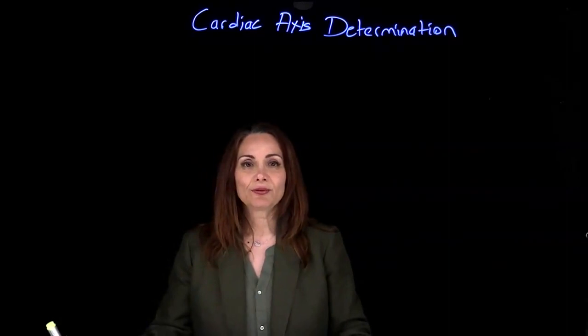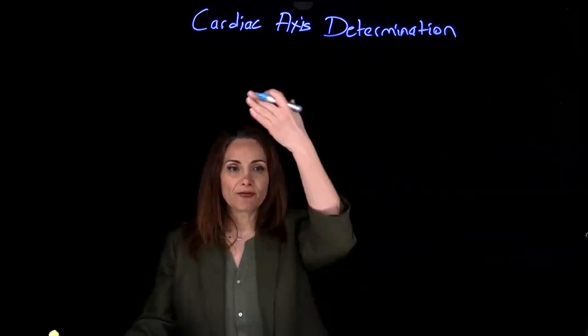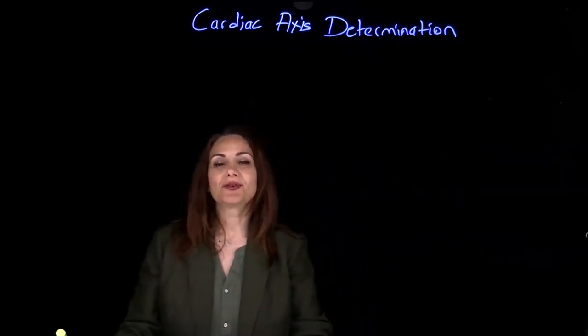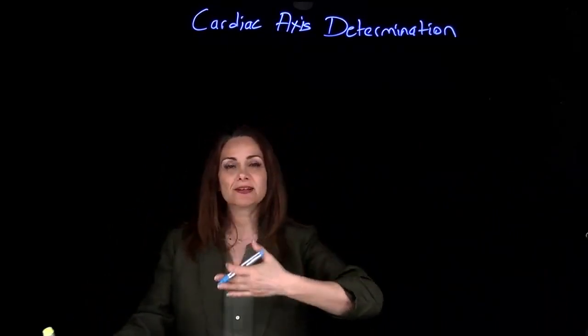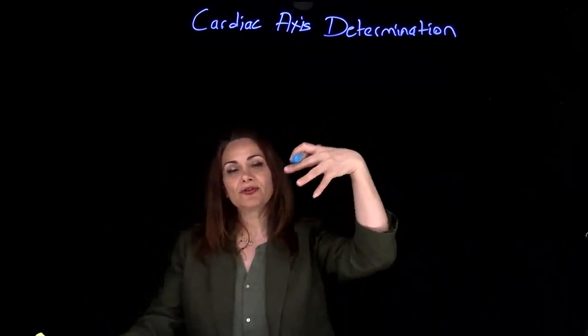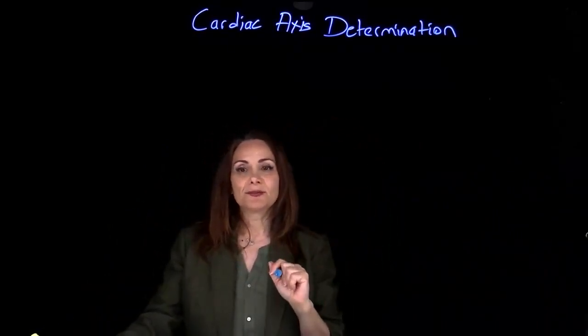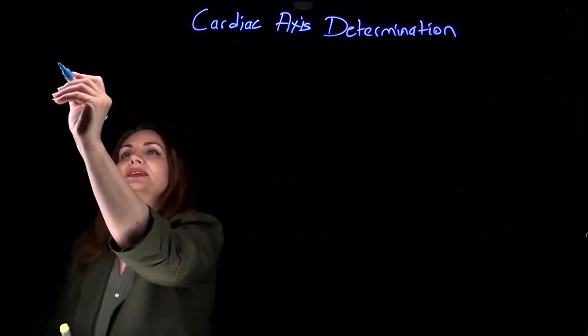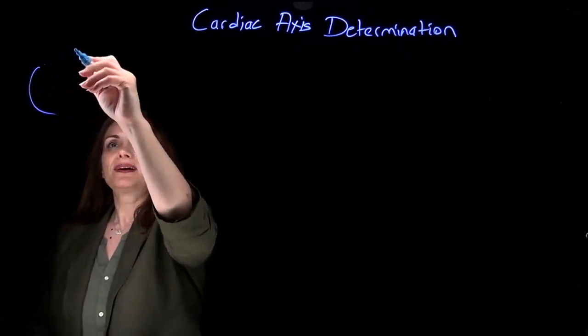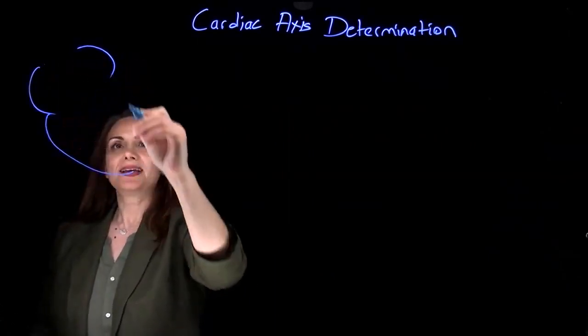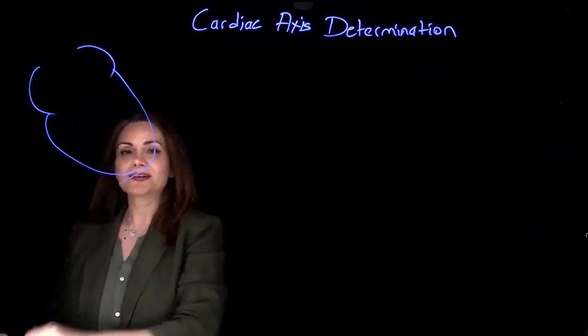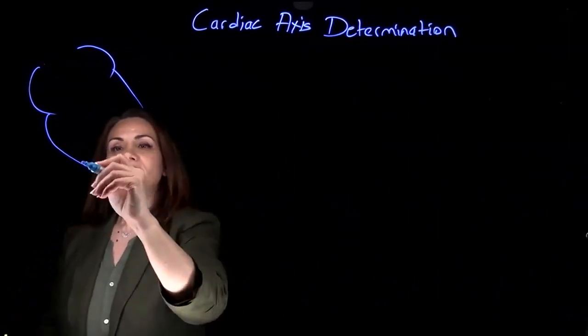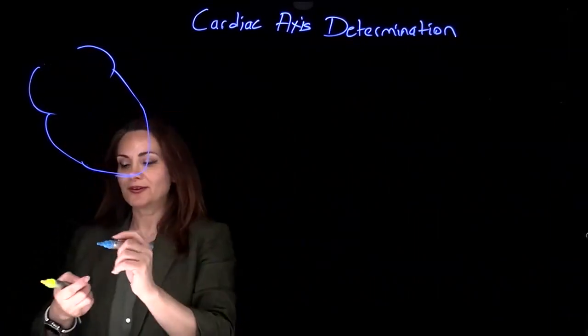And if you recall, we have 6 leads in the vertical plane. So these vertical plane leads look at the electrical activity going through the heart, starting from the SA node. So let's look at the conduction system really quickly. Let's draw a quick heart. We have the atria and the ventricles, and the apex is sitting towards the left in your heart.